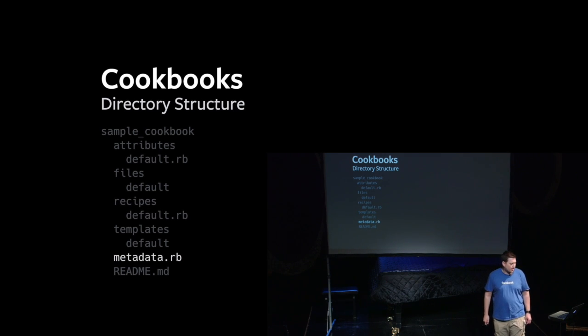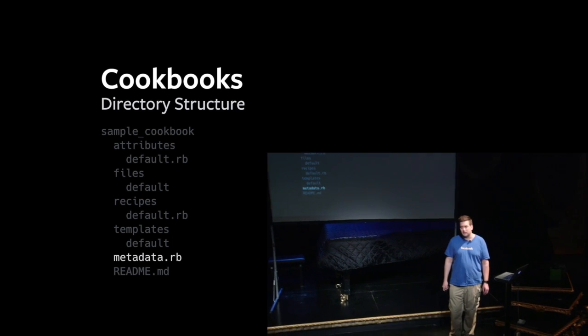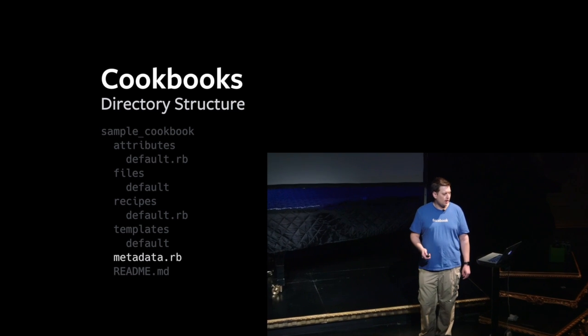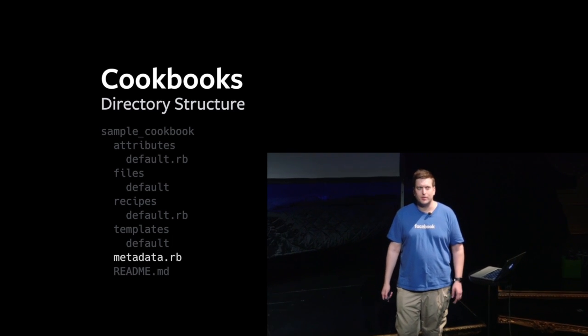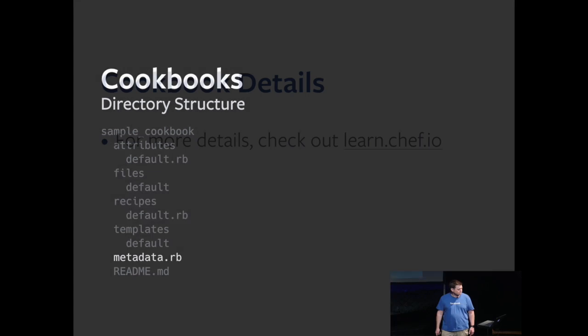Metadata.rb is an important file as it has basic information about the cookbook, such as any dependencies the cookbook has, among other information such as author, version, README, and other things of that nature.